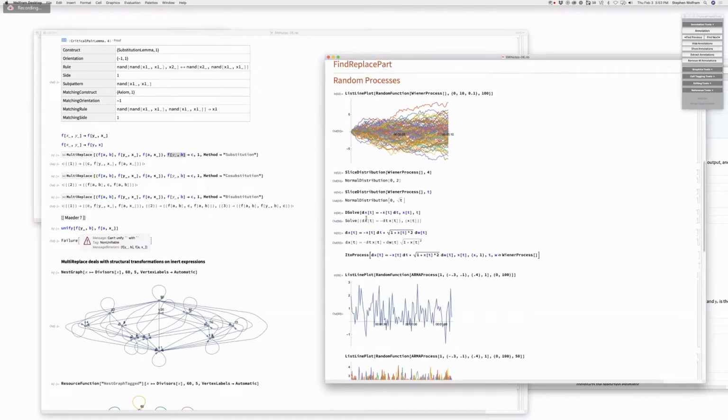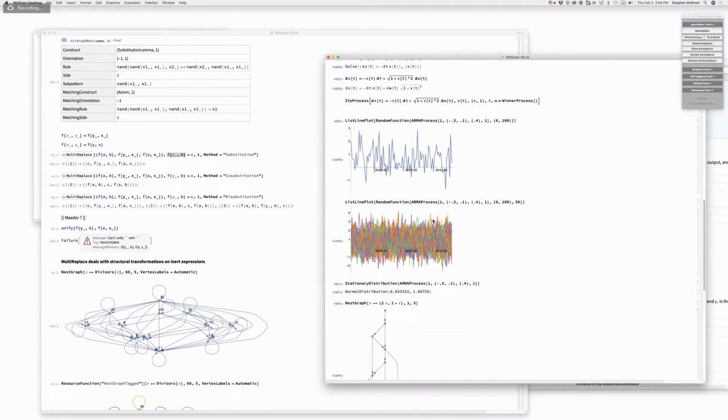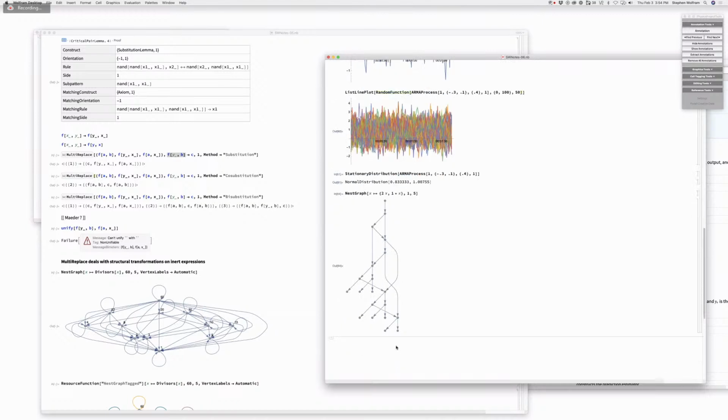Take that ARMA process. It's basically a difference equation. It's a linear difference equation where you drive it with white noise and you have a recurrence of the previous values, and that recurrence is implicitly stated there where it says minus 0.3, 0.1. It says y of k plus 2 minus 0.3 y of k plus 1 plus 0.1 y of k equals 0.4 times u of k, which is just white noise.